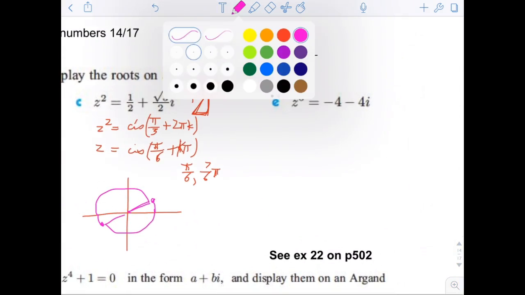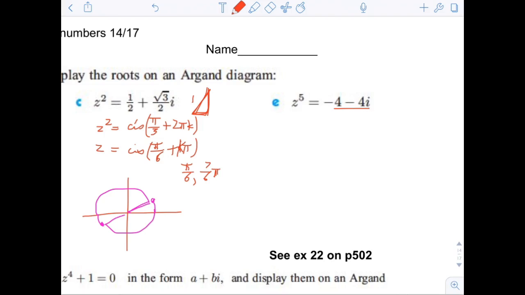So let's start out with expressing that in cis theta form. So it'd be -4, -4. So that would be 4 square root of 2. And the angle would be -3/4 pi plus 2 pi k.